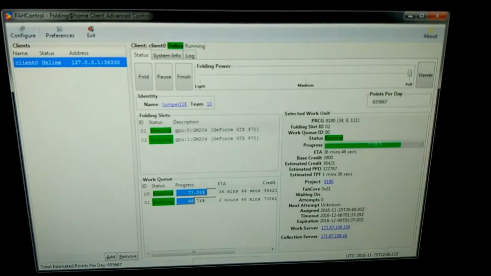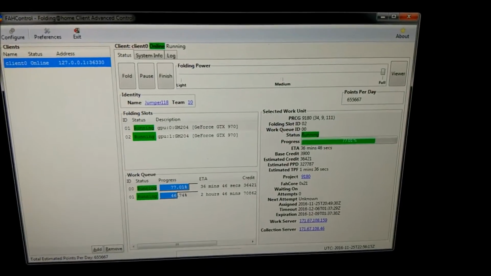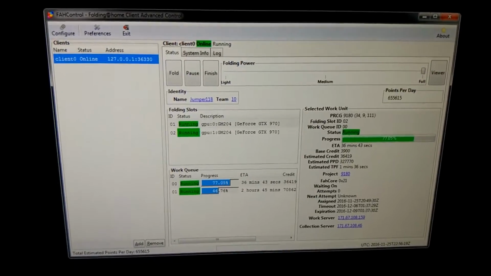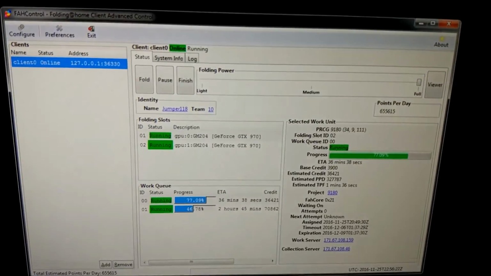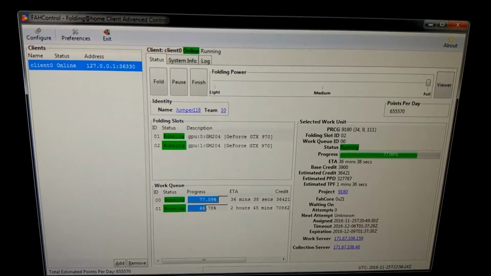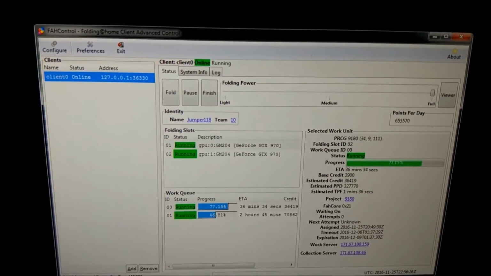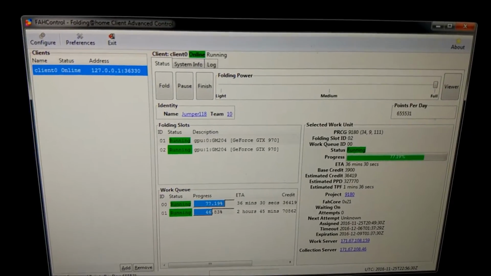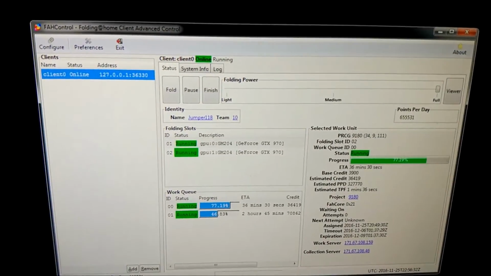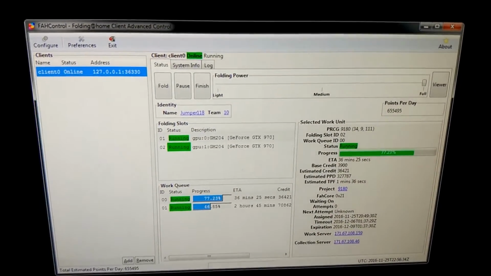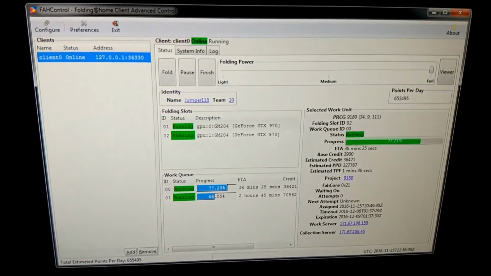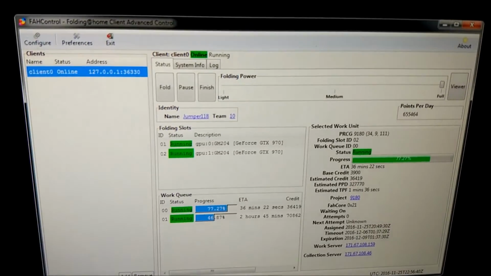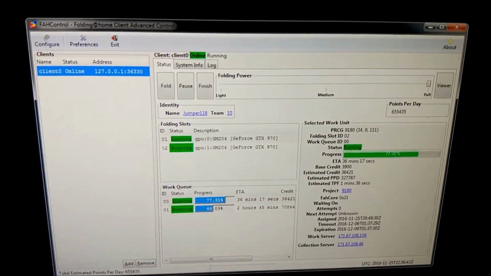This is my two 970s in here, which are currently at stock speed, which is about 1400 MHz. Can overclock them higher. They're currently getting 655,000 points per day. But you have to remember that's between both cards, so each card's probably doing about 320. And this is quite high for those. They usually get 250 to about 350,000 points a day.